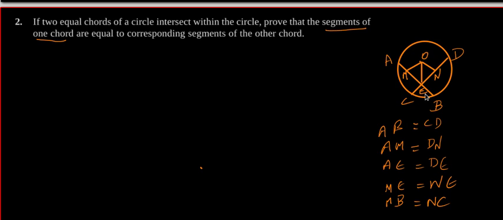So for this, what is given? Two chords, two equal chords. That is, the chord AB equals chord CD. Two equal chords intersect within the circle, intersecting at the point E. So the point E is the intersecting point. So we have to prove that the corresponding segments of both of the chords are equal.